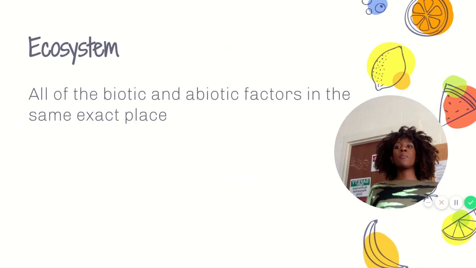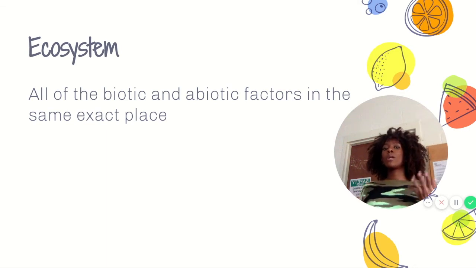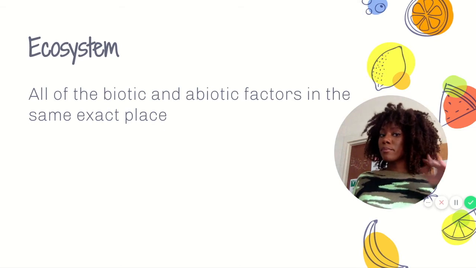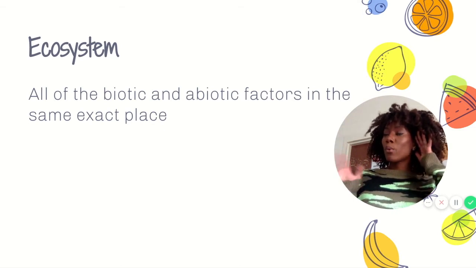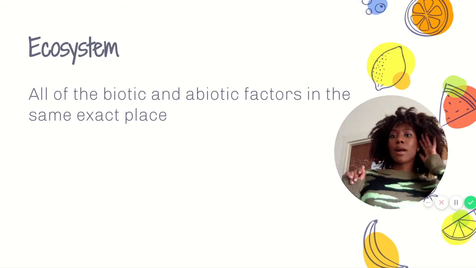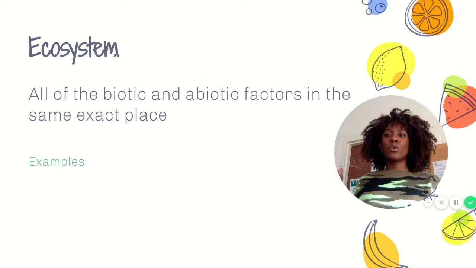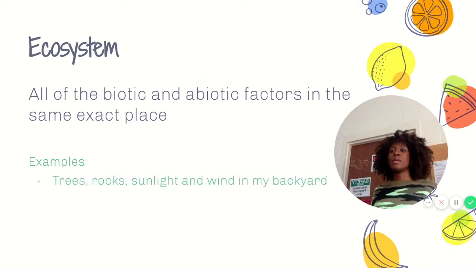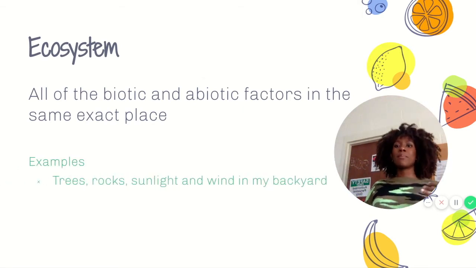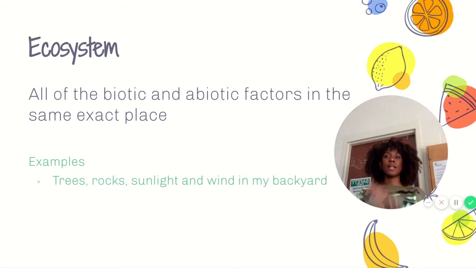Ecosystem is going to be all the biotic and abiotic factors in the same exact place. What did biotic mean again? And what did abiotic mean? Yes, correct. Biotic is living, abiotic is non-living. Boom. So an example of an ecosystem would be the trees, the rocks, the sunlight, and the wind in my backyard. So the tree is living, but the rocks, sunlight, and wind are not living. That's an ecosystem.